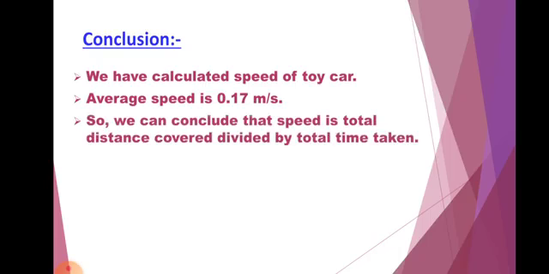So we can conclude that speed is the total distance covered divided by the total time taken by the object.